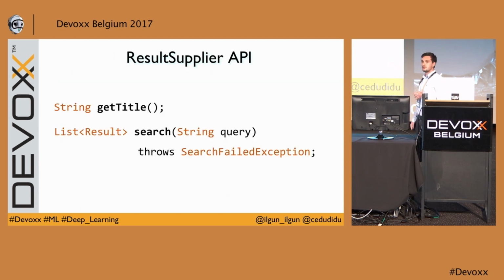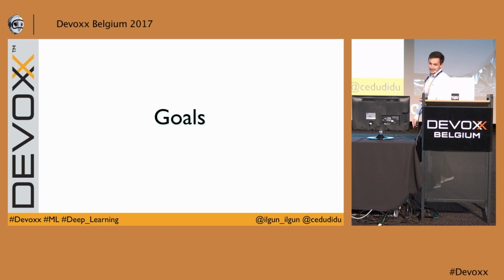I already mentioned Wikipedia and the websites. If you implement the title, that's where the title comes from. It's just a plain string. The interesting thing happens in the search function. Given the search query that the user types in or speaks, you receive a bunch of results, which happen to be a list of results in this case. And if something goes wrong, which we hope not, then you can throw a search failed exception.